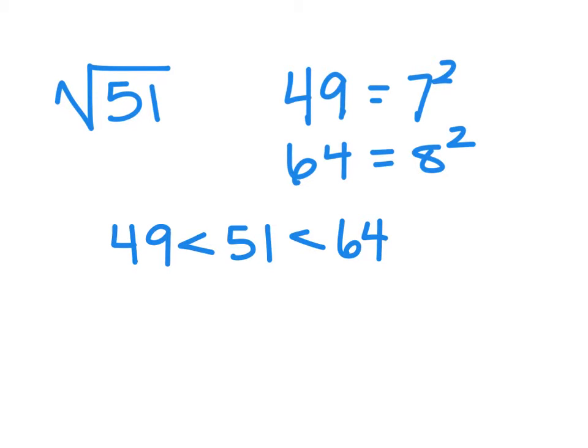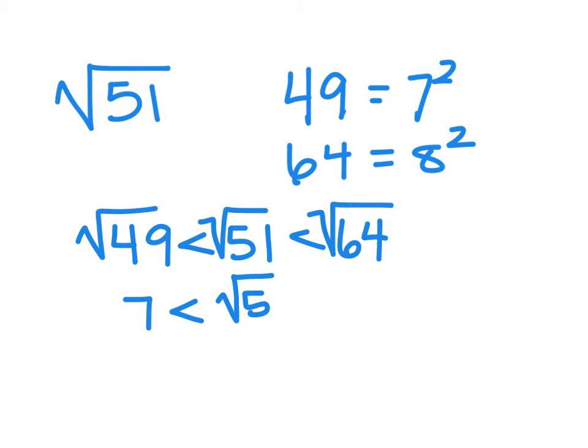The next step will be to find the square roots. So we're just going to go ahead and add that radical sign here. And now we'll go ahead and evaluate. So the square root of 49 is 7. We don't quite know the square root of 51, so we're going to leave that inside its radical. And the square root of 64 is 8.